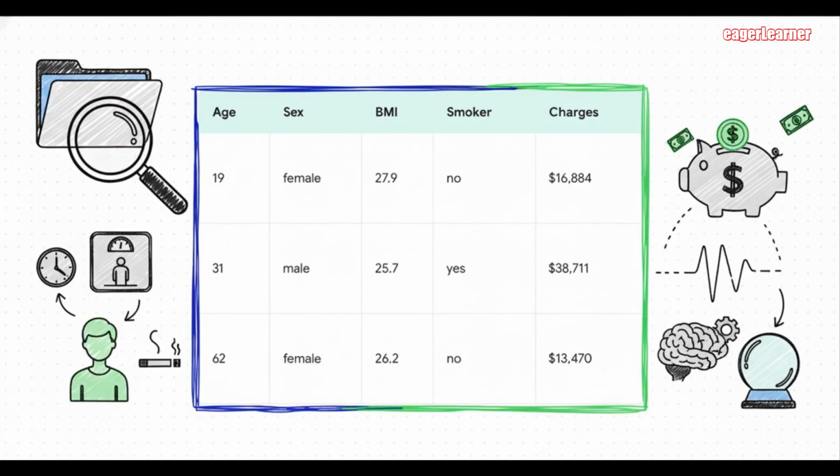Well, it turns out they've got this secret weapon, a case file, if you will. It's basically a big spreadsheet with info on more than 1,300 previous customers. And inside, we have all these clues: age, BMI, if they're a smoker or not, and this is the crucial part, the actual medical bills they racked up. This old data, it's the key to everything.